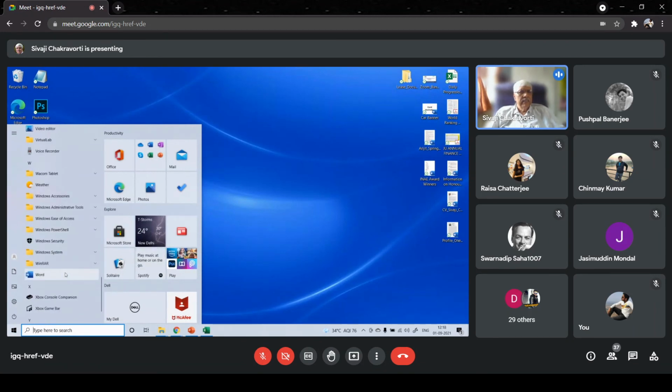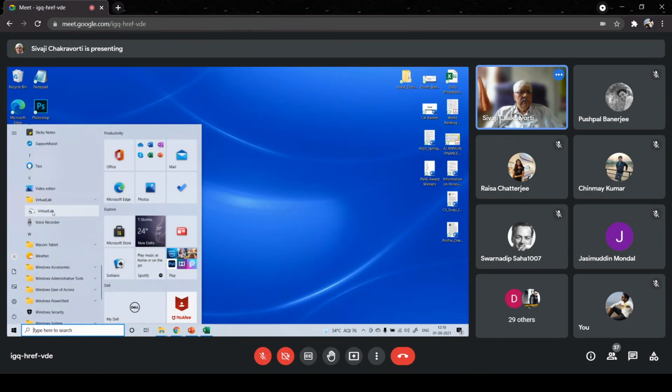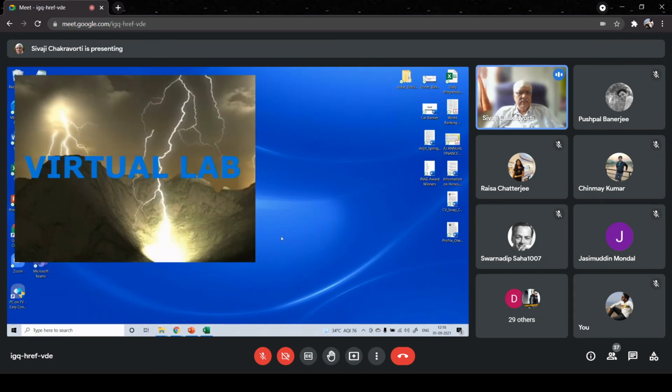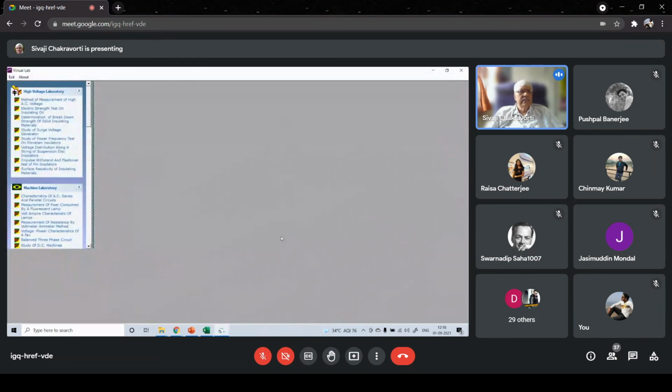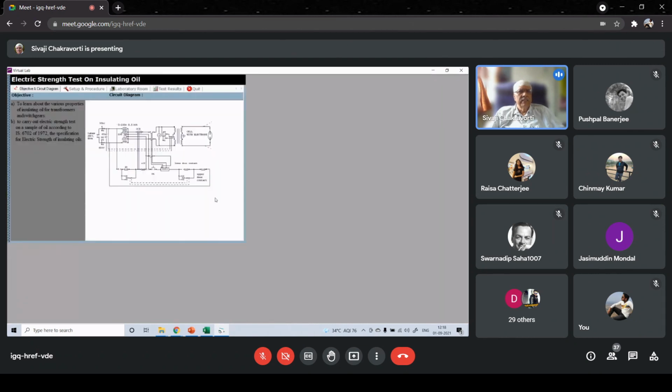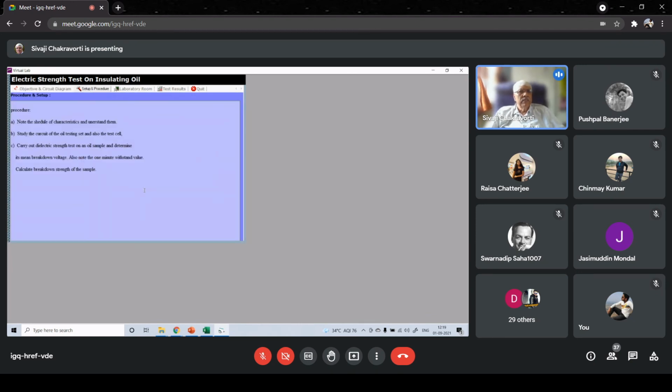This is actually called Virtual Lab. Yeah, so this is a Virtual Lab software. So there are different experiments. I click on the electric strength test on insulating oil. So there are four tabs. First one is objective and circuit diagram. So the students can learn from this tab. Setup and procedure. Here some of the things are missing, even it's not complete.